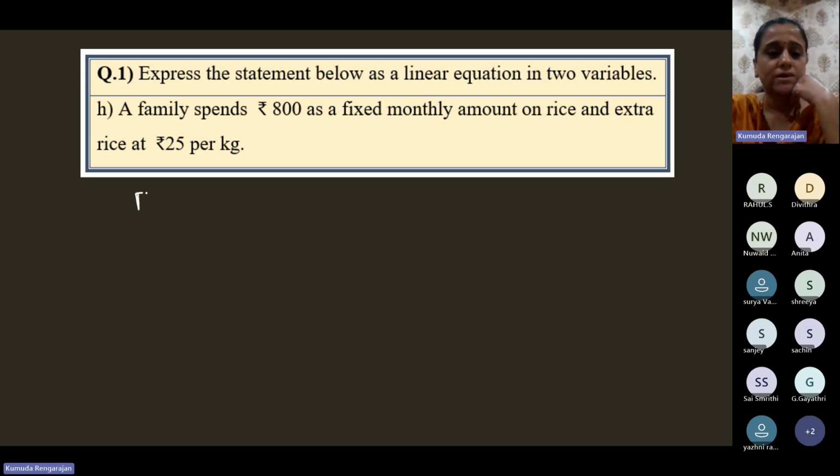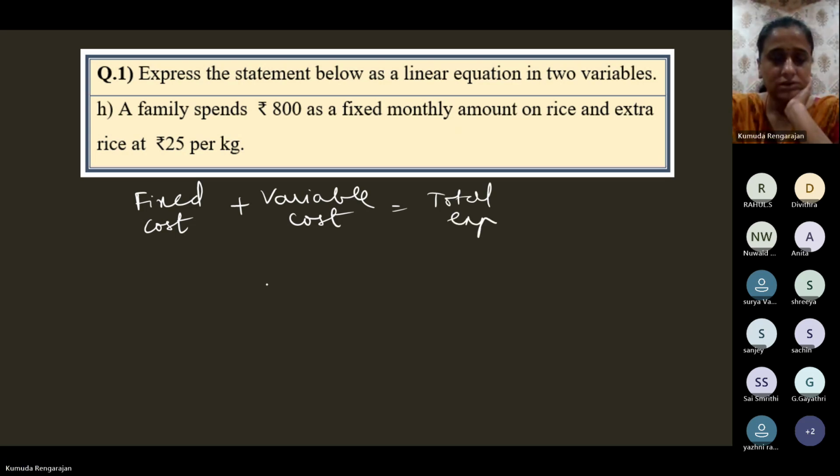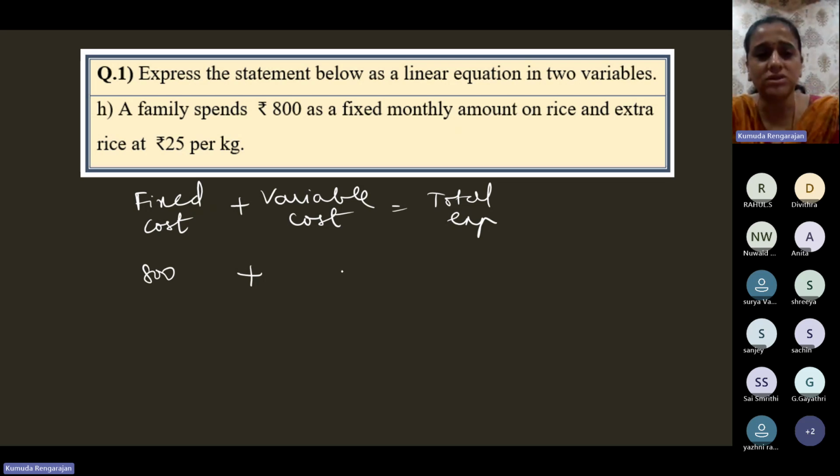I'll write it again. This is the expenditure on rice alone. So fixed cost plus variable cost is equal to the total cost or total expenditure on rice. Fixed 800 plus variable cost, 1 kilogram 25 rupees. How many kilograms do they buy? Not given, because that's a variable cost. So let the extra quantity of rice purchased be x.